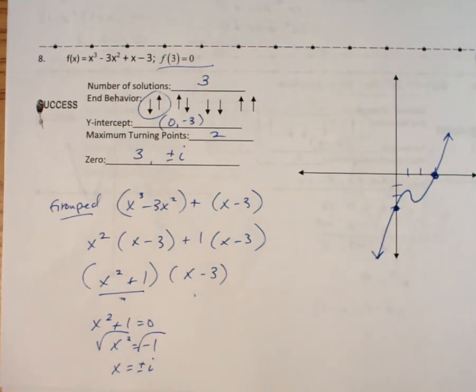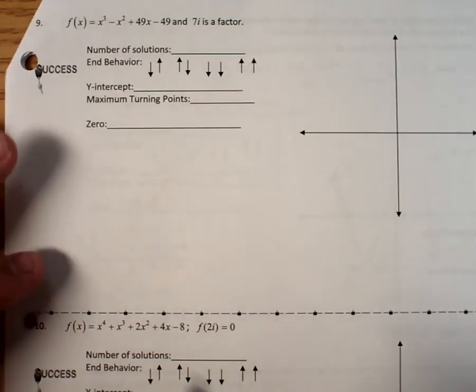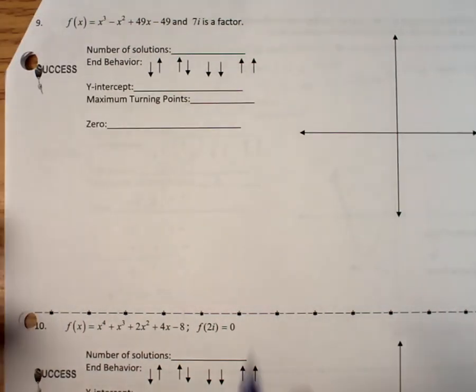Like so. All right. Nice. We're almost done here. Number 9. All right, so I'm going to ask you again to pause the video here for 9 and 10.